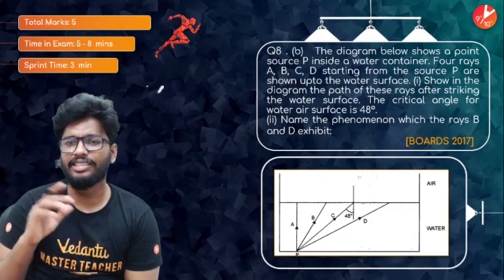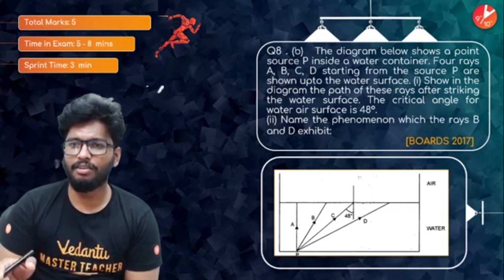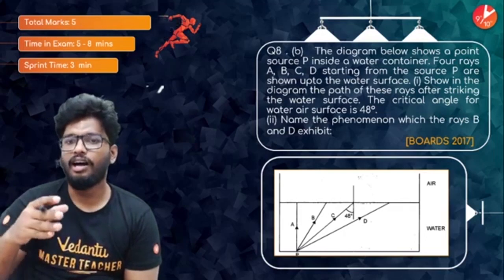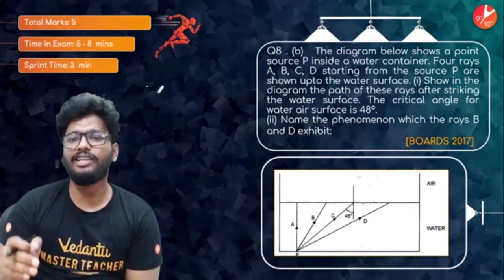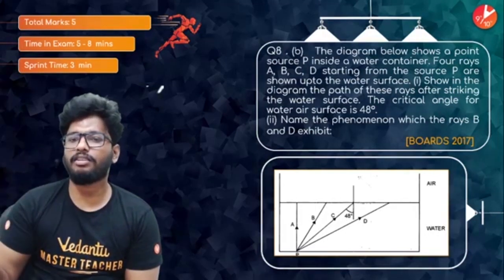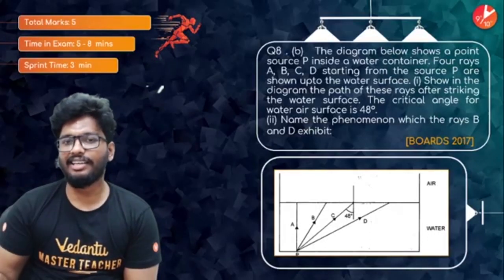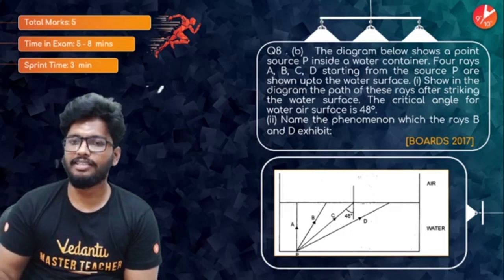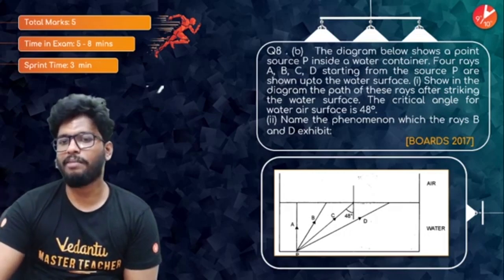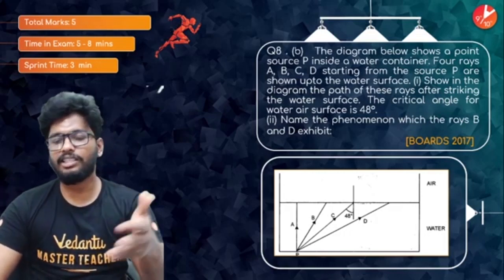Four rays A, B, C, and D starting from the source P are shown up to the water surface. Show in the diagram the path of these rays after striking the water surface. The critical angle for air and water surface is 48 degrees. Name the phenomena exhibited by which the rays B and D exhibit.